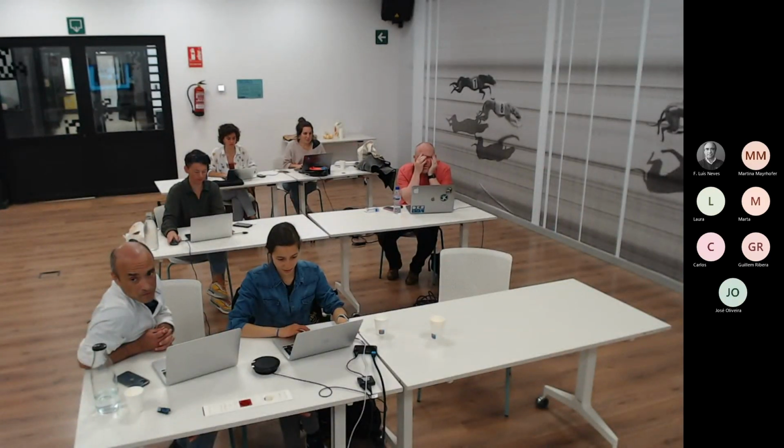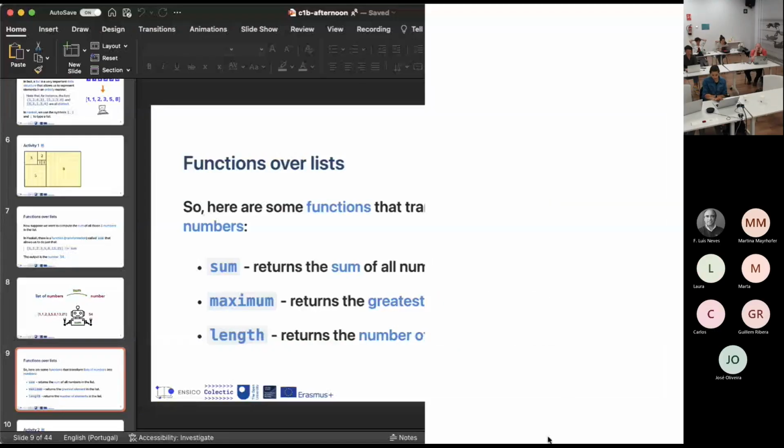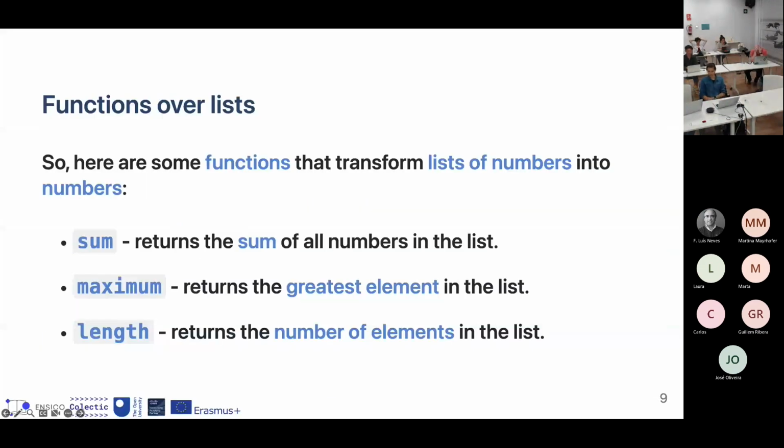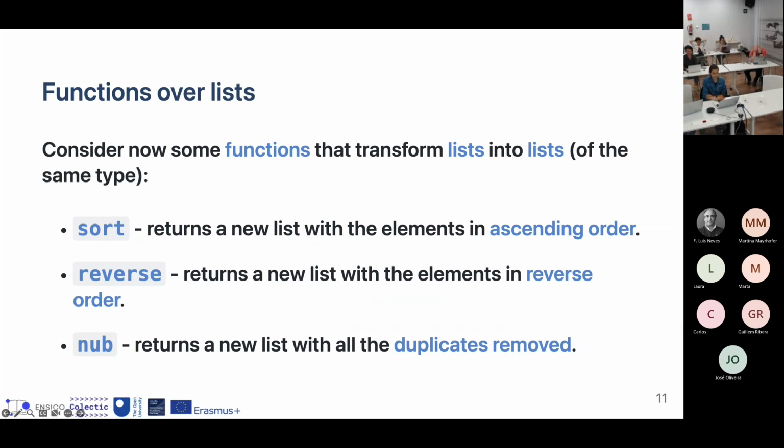Okay, so we have already worked with lists of numbers that output numbers. Now we are going to look at functions that take as input a list and output a list. Okay, so functions that transform lists into lists. And we are going to work with these three functions.